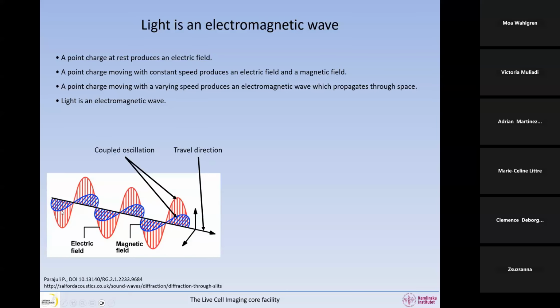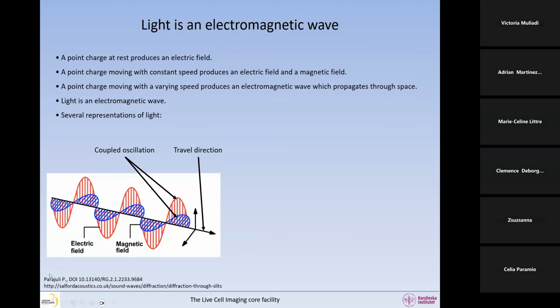So you can see in here a representation of the electric field, which oscillates because we change speed. We go faster and slower with the point charge. And then we have here in blue the magnetic field, and you see that they are coupled, so they oscillate in unison. Because of that, this creates this electromagnetic wave, which travels in space. So it has a direction of travel. So this is what light is.